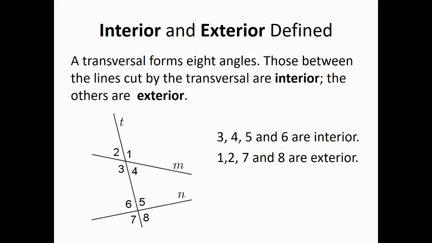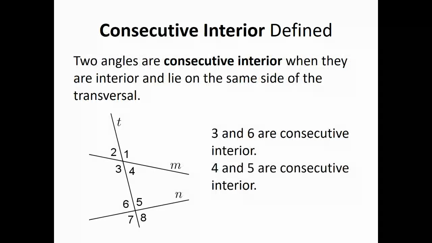On the other hand, angles 1 and 2 and 7 and 8, they are outside the two lines cut by the transversal, so they are called exterior. Now, with interior and exterior defined, we can define special angle pairs, and this will be what's most important to us in our discussion of parallel lines.